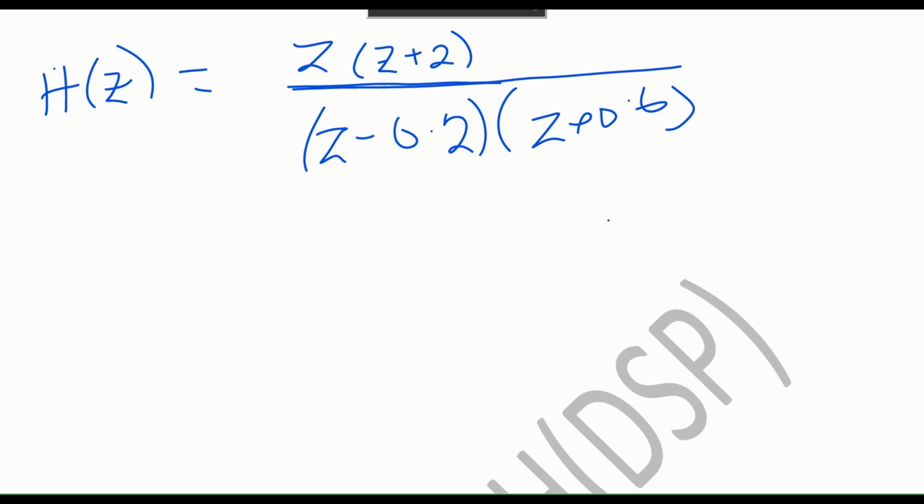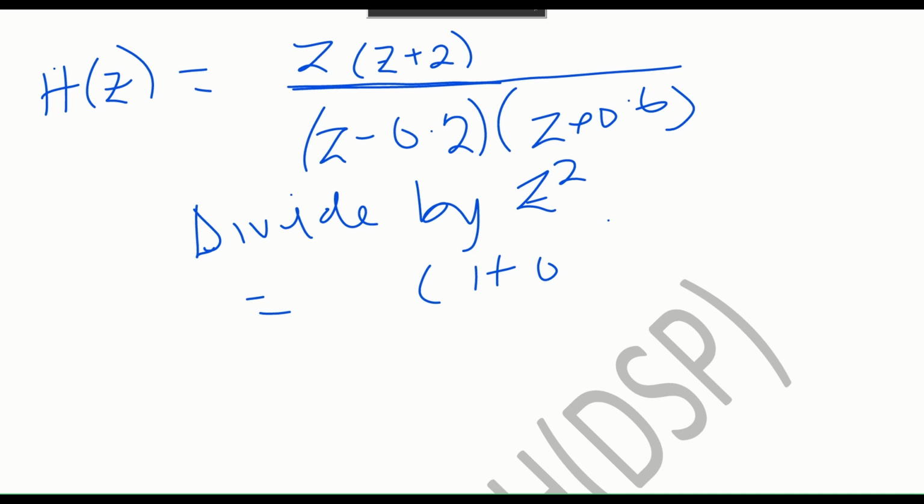So you realize that we have z with the positive powers. You have to express it in z with the negative powers. So what I would do is first divide numerator and denominator by z squared. When you divide the numerator by z squared, you get 1 plus 2z^-1.